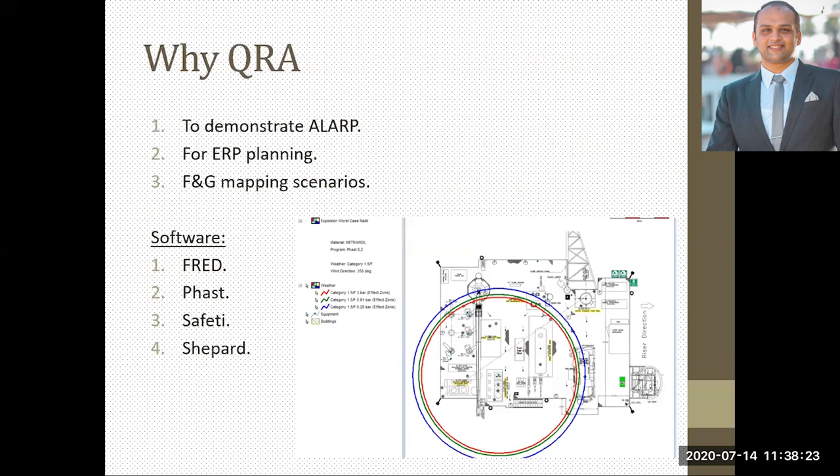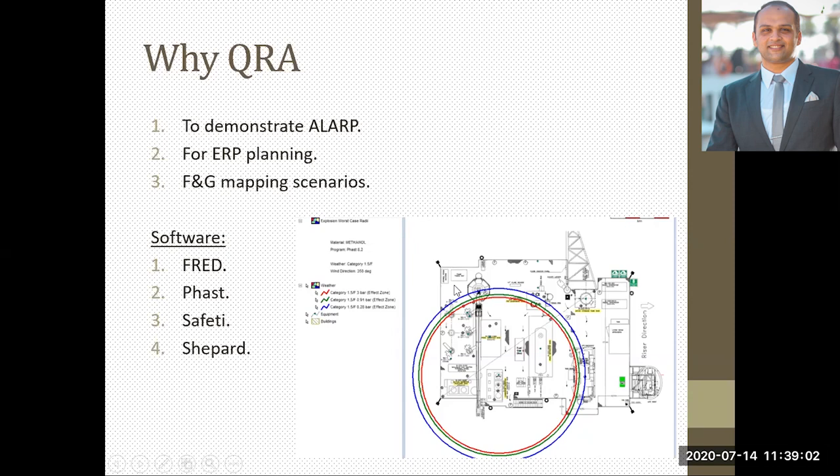The first is QRA, quantitative risk assessment. It's done by software. The most famous and best known is FAST. FAST is a software owned by DNVGL, as far as I remember, and FAST is consequence analysis software. After you do the consequence analysis, you do probability and risk analysis, which is done by a software called Safeti. FRED and Shepherd are common ones as well, owned by Shell. FRED is a consequence analysis tool as well.